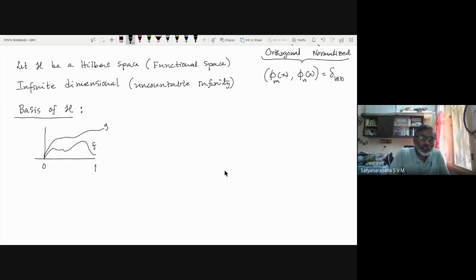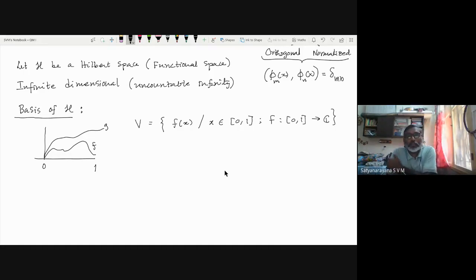So now f of x, that means I have a vector space here where these are functions f of x such that x belongs to 0 comma 1, and the function is from 0 comma 1 to the complex numbers. Of course, I'm plotting it, but in principle I can say this is from 0, 1 to complex numbers. This is my vector space. Now, if this is the vector space, what is the component? First, I understand that this is infinite dimensional.